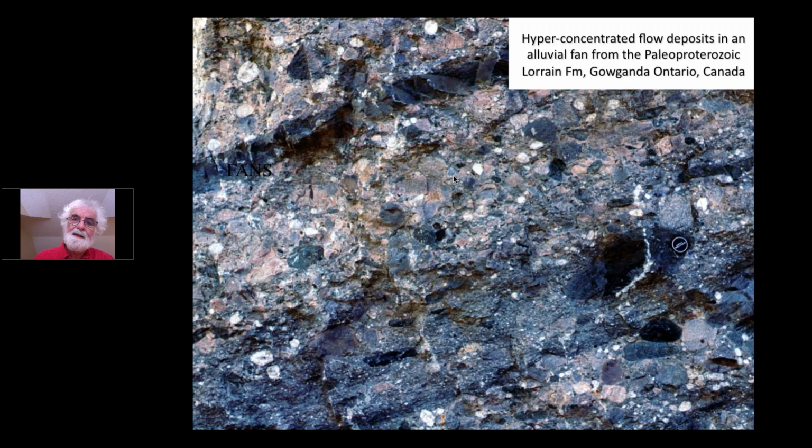Hyperconcentrated flows can be identified in some cases by inverse coarse-tail grading, and we can see that here in this example from an alluvial fan system from the Lorrain Formation near Gowganda, Ontario, and it shows a distinct coarsening upwards, low matrix content. It's still clast-supported, with very thin sand units, probably upper flow regime sand units, separating events.